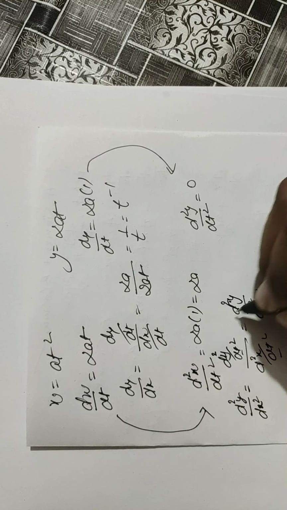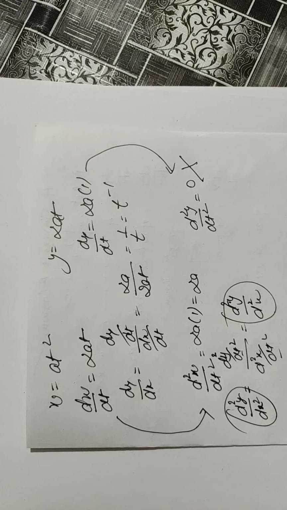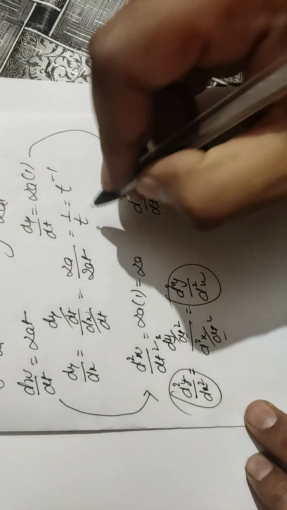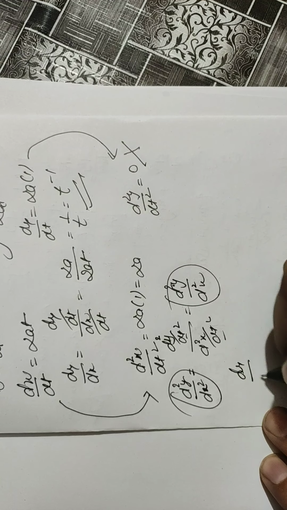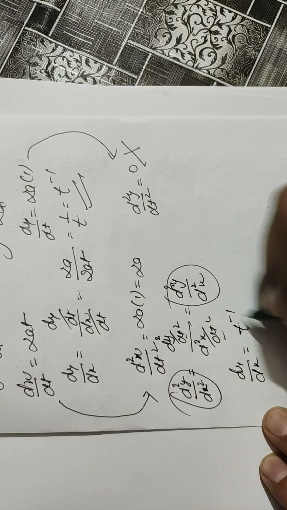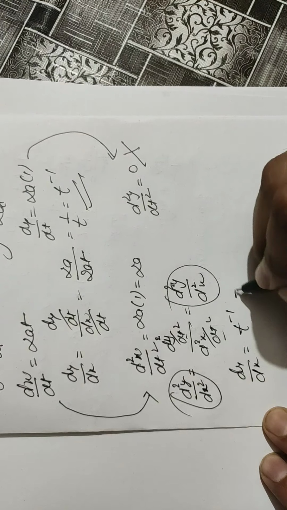These are not the same, so we cannot calculate this way. So what is the right way? Our first step should be to calculate the first differentiation, which is given by t raised to the power -1. Now we go for the further step: differentiate with respect to x.